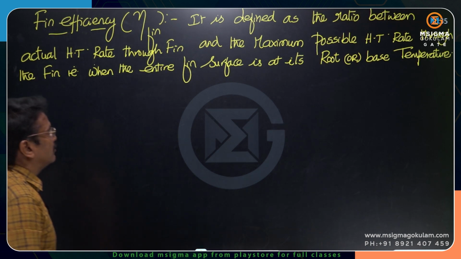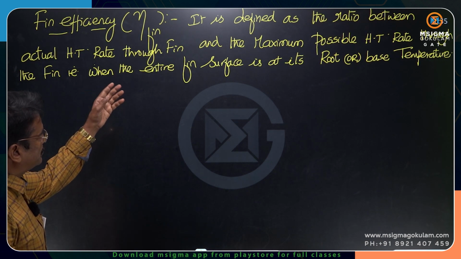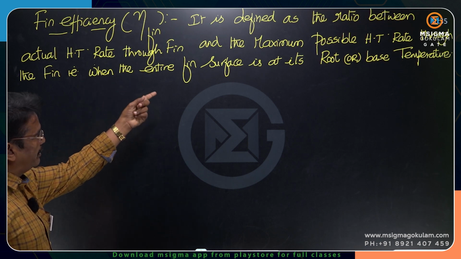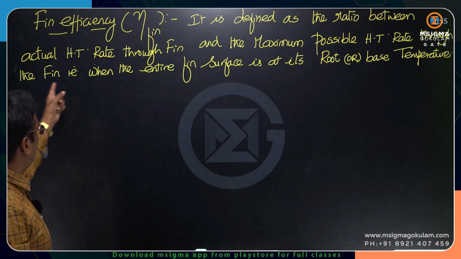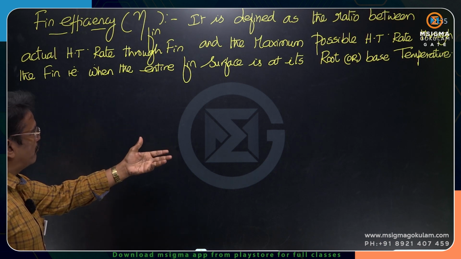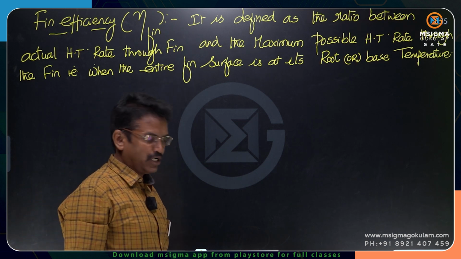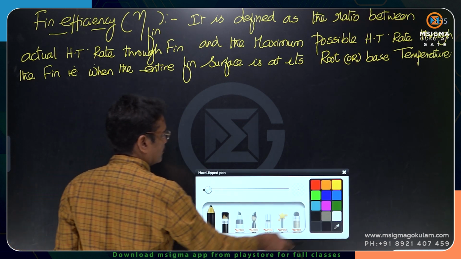It could be understood like this. This is the definition of the fin efficiency, defined as the ratio between the actual heat transfer rate through the fin and the maximum possible heat transfer rate that can occur through the fin, that is, when the entire fin is at its root or base temperature. It can be understood like this.